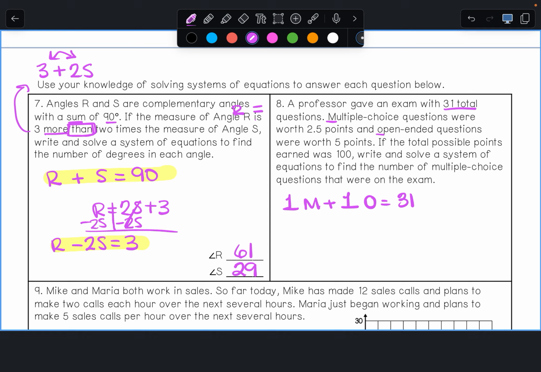It says multiple choice questions were worth 2.5 points, so 2.5 for multiple choice. Open-ended questions were worth 5. Make sure you don't put a 50 when you type this into matrix. With the total possible points being 100. Oops, I'm already making mistakes here too. So 2.5, 5, 100.